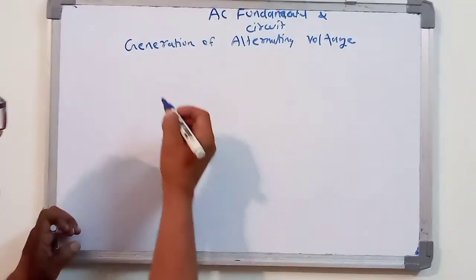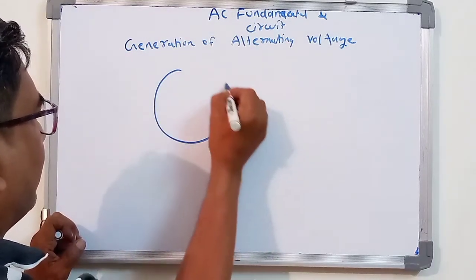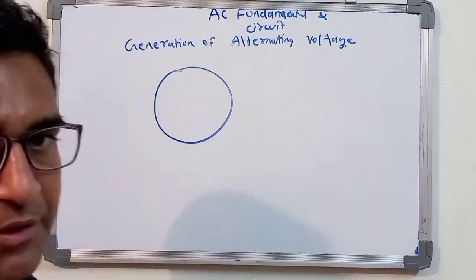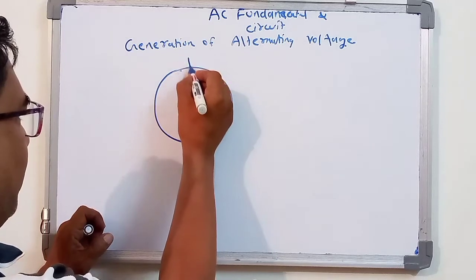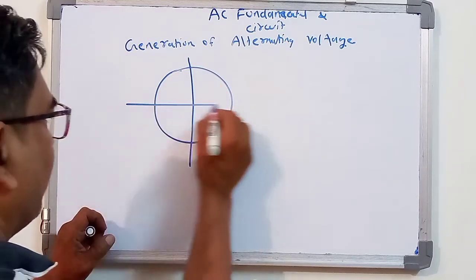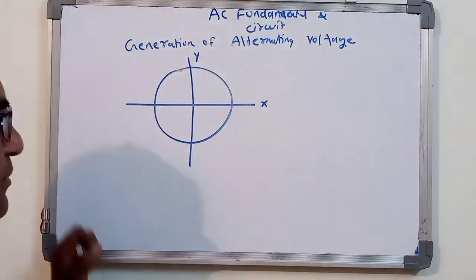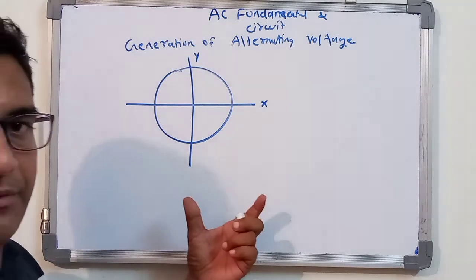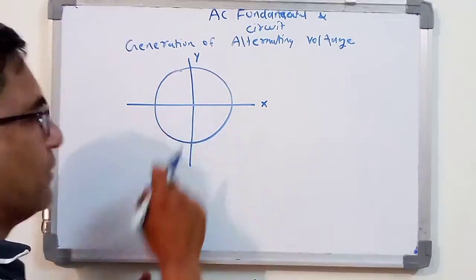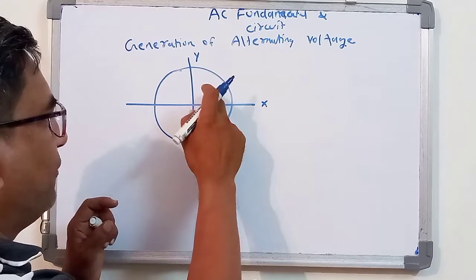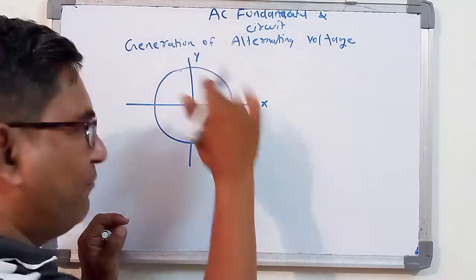Now consider one circular path. If we cut this circular path into two half portions with the x-axis and the y-axis, what you are going to observe is four different coordinates. These are the four different parts cut by the two axes, x and y.